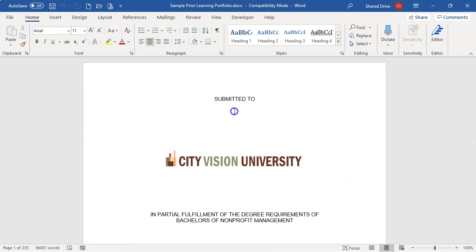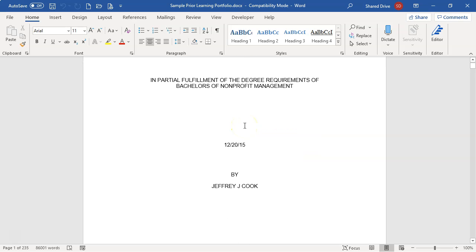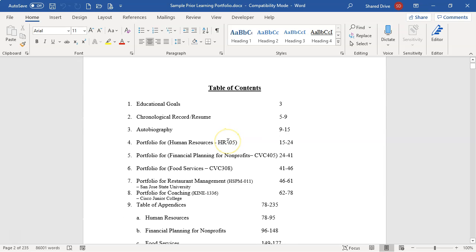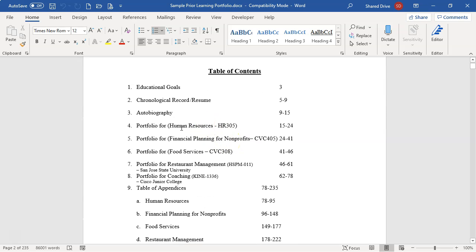The last part is a sample portfolio. This was by a man who got a lot of credit, Jeffrey Cook, at Springs Rescue Mission. He gave us permission to use this. He had been a restaurant manager for several multi-million-dollar restaurants, and through that, he got a lot of credit: credit for human resources, financial planning, food services, restaurant management, and coaching.